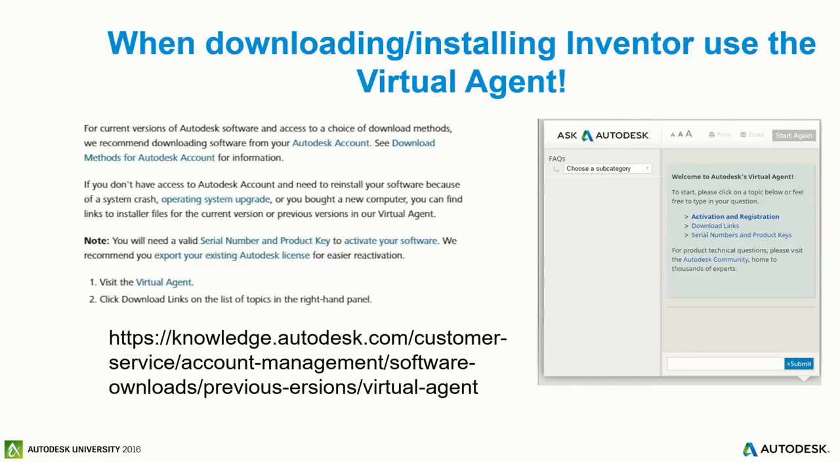So, we're gonna start at the very beginning when you download it, because this is one of the biggest issues. The virtual agent gets you all your files, so I would start there. That's just my personal belief on that. And if you go into the handout, all of these links are active, so you can download a PDF and it'll click and take you right to the page on the Autodesk site.